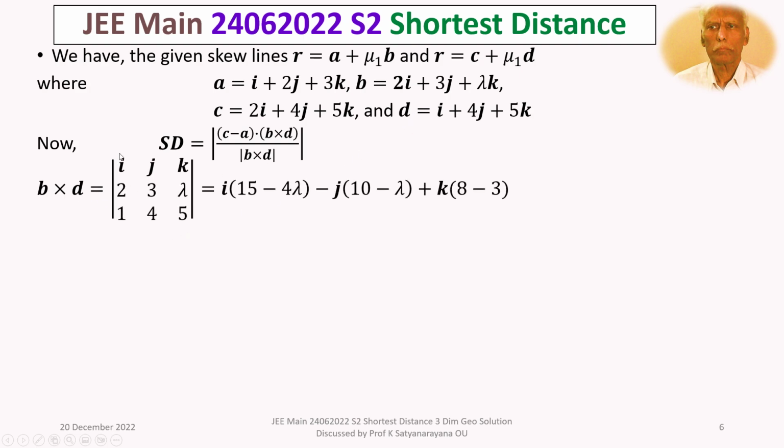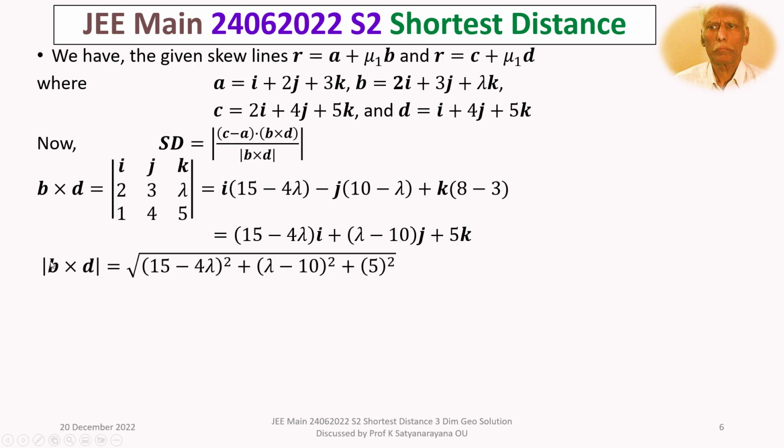B cross d is the determinant whose first row is i, j, k, and the second row are the components of B, 2, 3, lambda. The third row is the components of D, 1, 4, 5. Expanding this determinant along the first row and simplifying, we get (15 minus 4 lambda) i plus (lambda minus 10) j plus 5k, and the modulus of the vector b cross d is equal to the square root of (15 minus 4 lambda) whole square plus (lambda minus 10) whole square plus 5 square.